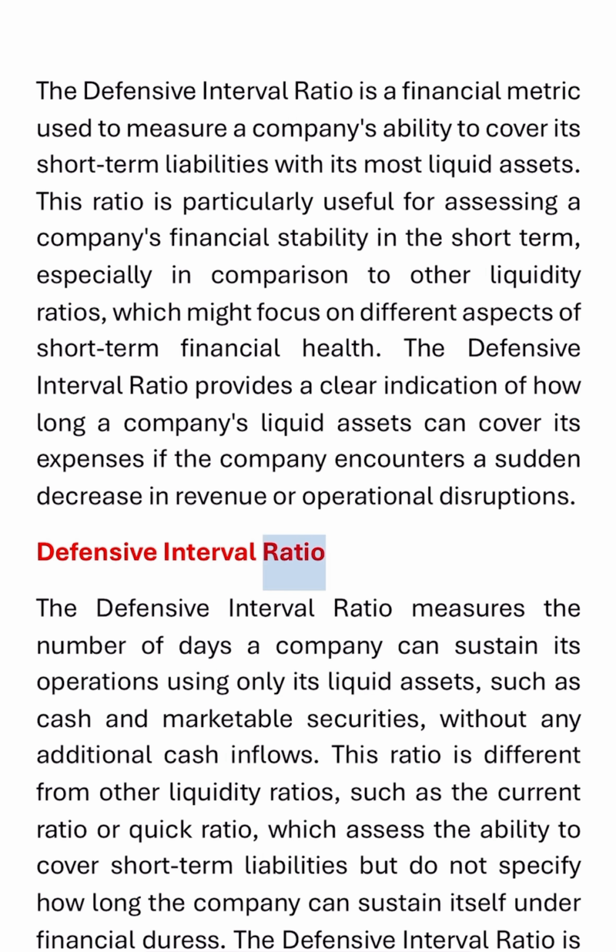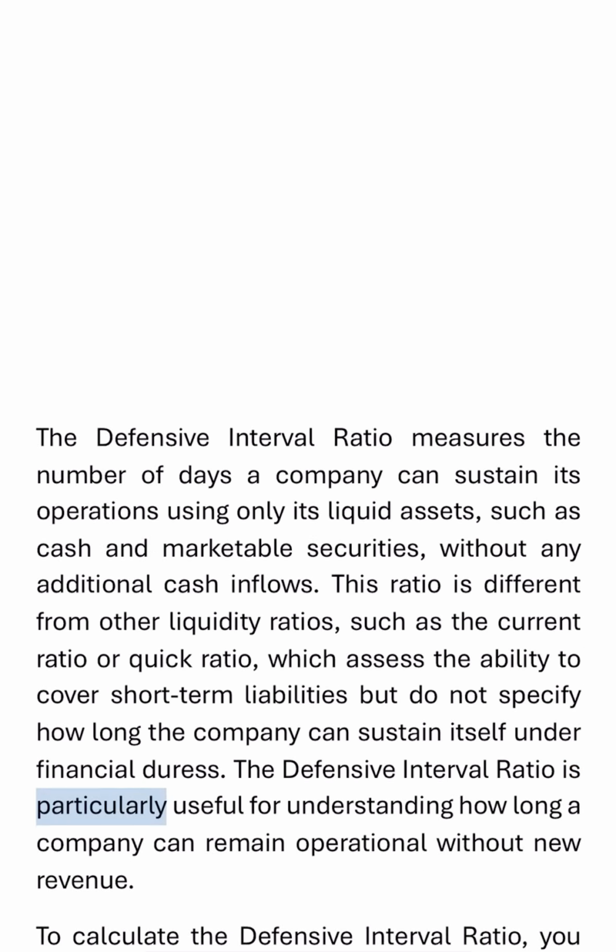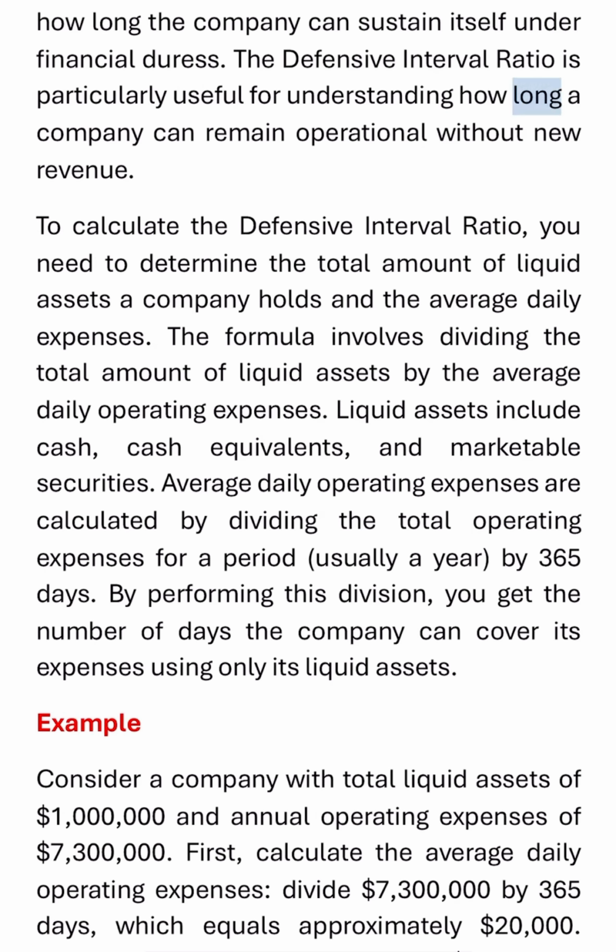Defensive interval ratio. The defensive interval ratio measures the number of days a company can sustain its operations using only its liquid assets, such as cash and marketable securities, without any additional cash inflows. This ratio is different from other liquidity ratios, such as the current ratio or quick ratio, which assess the ability to cover short-term liabilities, but do not specify how long the company can sustain itself under financial duress. The defensive interval ratio is particularly useful for understanding how long a company can remain operational without new revenue.